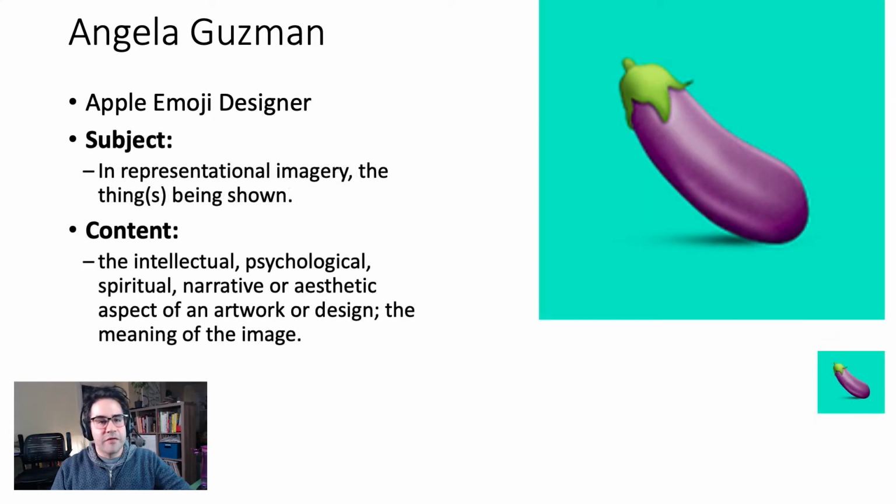We can also look at her work for a great example of the difference between subject and content. So here we have the eggplant emoji, which she designed. And if we talk about the subject of this image, it's simply the thing being shown. So the subject here is eggplant. When we talk about the content, though, we're talking about the intellectual, psychological, spiritual, narrative, or aesthetic aspect of an artwork or design, or more simply, the meaning of the image.